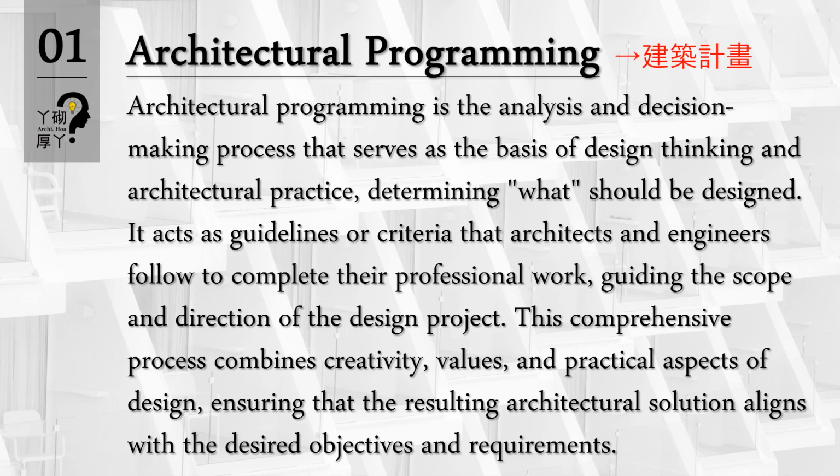Architectural programming. Architectural programming is the analysis and decision-making process that serves as the basis of design thinking and architectural practice, determining what should be designed. It acts as guidelines or criteria that architects and engineers follow to complete their professional work, guiding the scope and direction of the design project. This comprehensive process combines creativity, values, and practical aspects of design, ensuring that the resulting architectural solution aligns with the desired objectives and requirements.